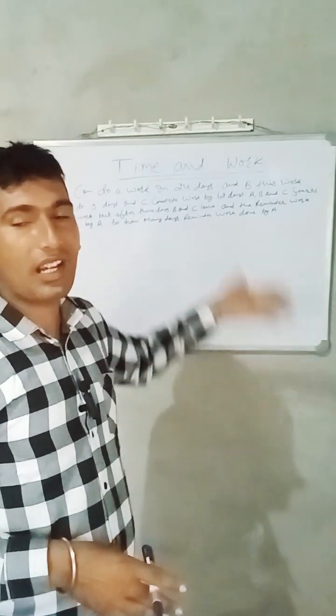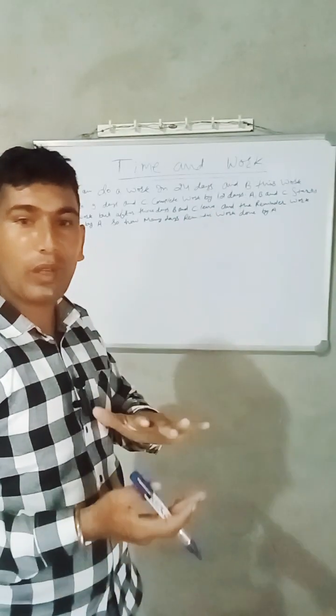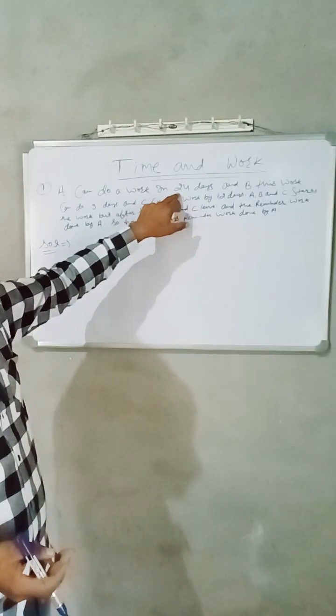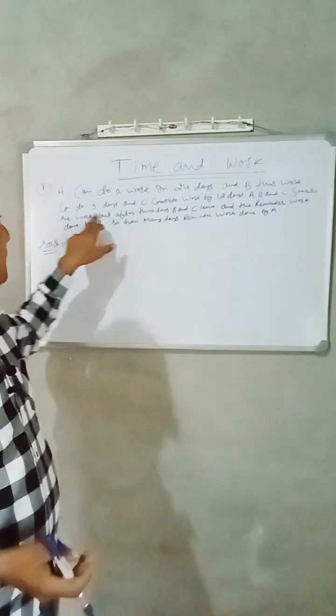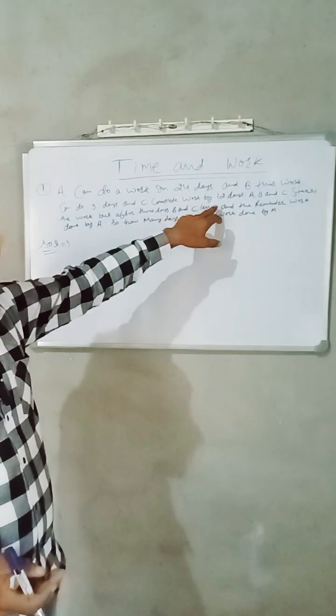So guys, today we start the topic time and work. Okay, now we solve the first question. First question: A can do a work in 24 days, B can do this work in 9 days, and C can complete the work in 12 days.